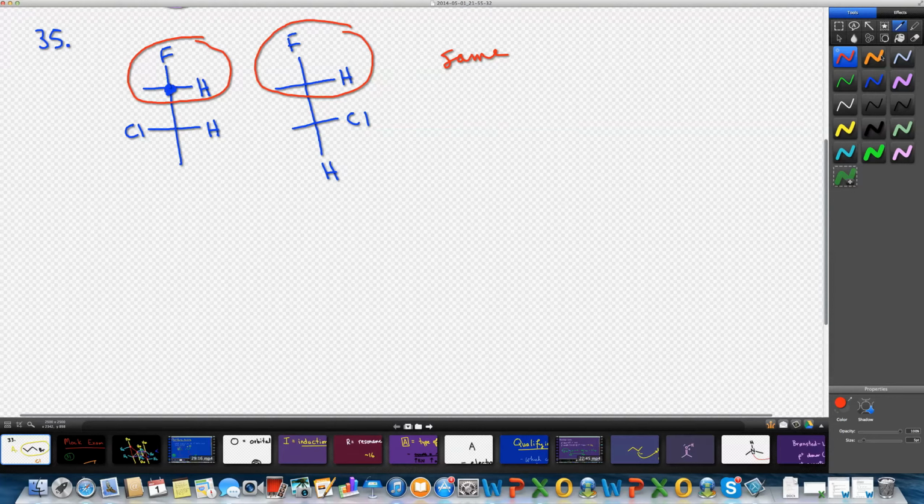Now let's look at the bottom part. And let's flip the H and the methyl group.